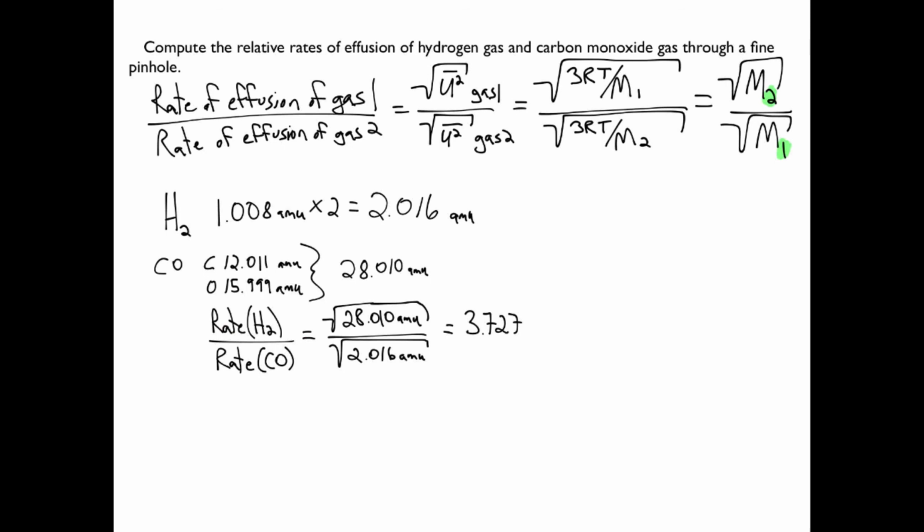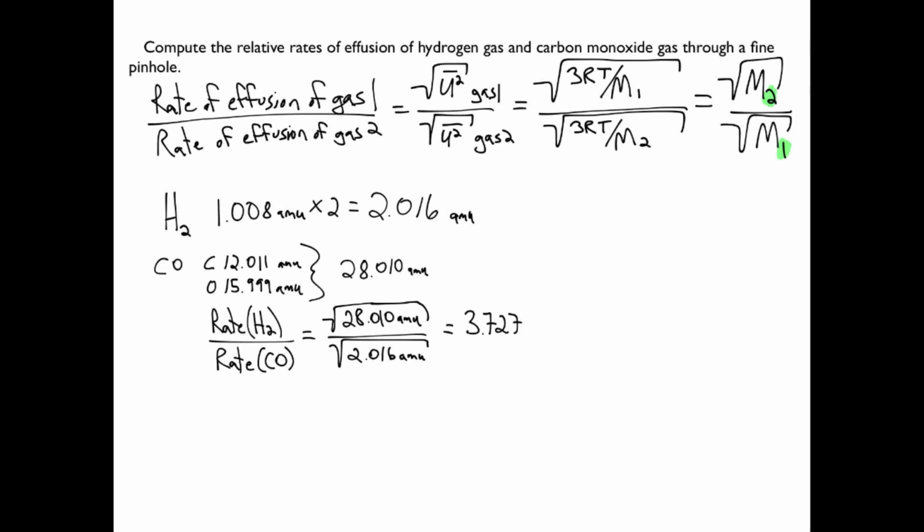And so this tells me that if I have a chamber and I have it filled with hydrogen gas and I poke a hole in it and allow that gas to evacuate that chamber, it will evacuate 3.7 times faster than it would if I had carbon monoxide in that chamber.